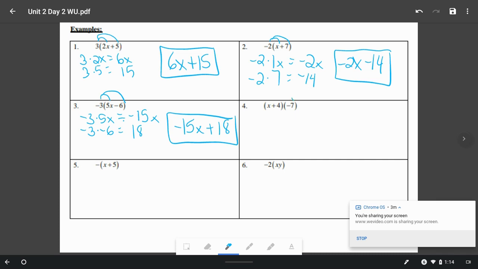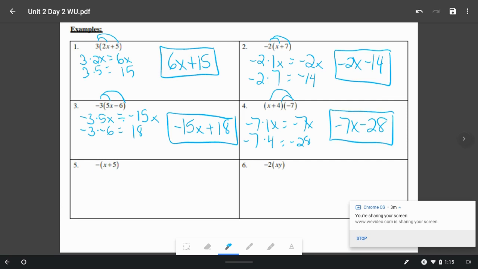Number 4 is multiplying in the opposite direction. The negative 7 is in the back, so you're going to multiply it to the front of each of the terms in the parentheses. So if we do negative 7 multiplied by 1x and negative 7 multiplied by 4, we get negative 7x and negative 28. So in the end, if we put those together, that'd be negative 7x minus 28. The constant goes last. The variable goes first.